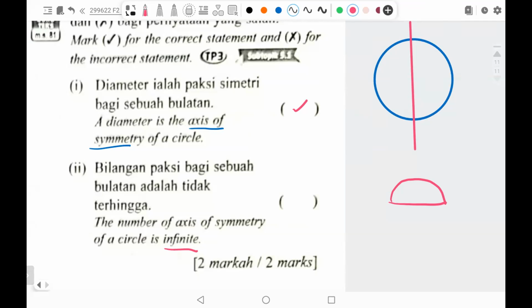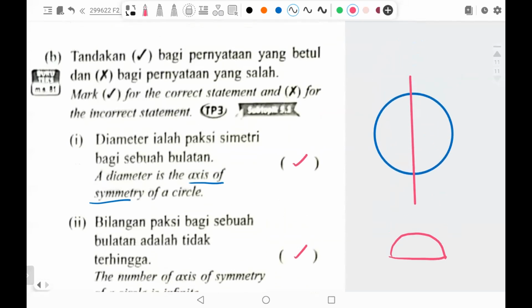So what about this one? The second one? No means wrong. Okay, let's see others first. What about Avi? The second one? The answer is yes.